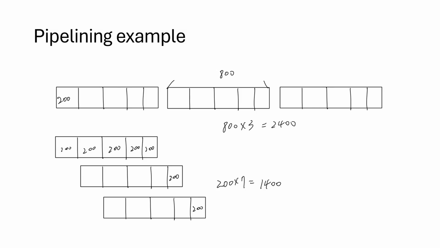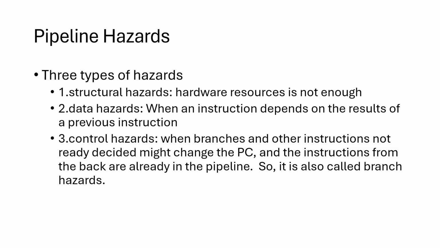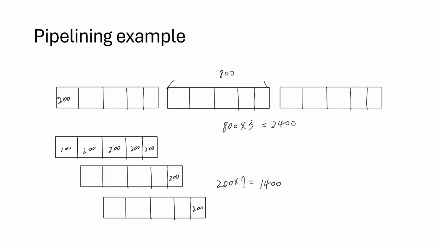When the first load word has already fetched the instruction and goes into decode, the next load word instruction can use the fetch. So that's the reason why the pipeline can increase the usage rate.